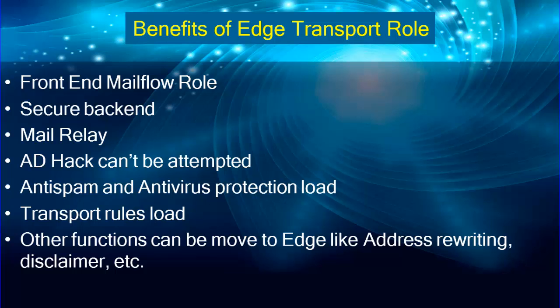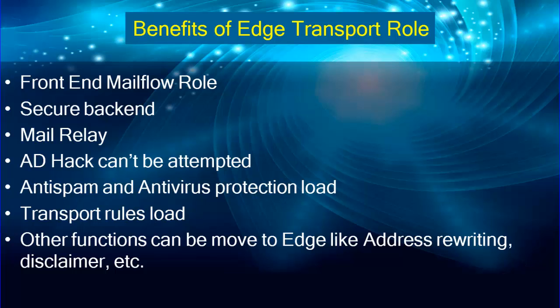Then there are features like address rewriting. There are a few organizations that are in a merger. They have just done the merger, and they will receive the email for an XYZ email ID, and then when it comes inside, address rewriting converts it to an ABC email ID, and that's how they receive it. So that's a huge load as well, and that can be moved to edge transport as well.